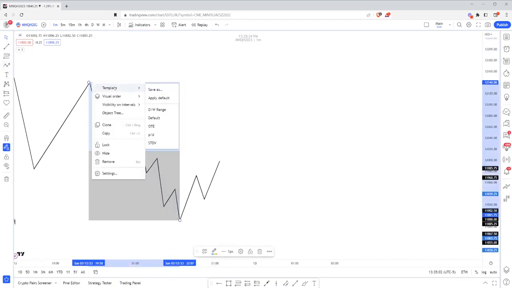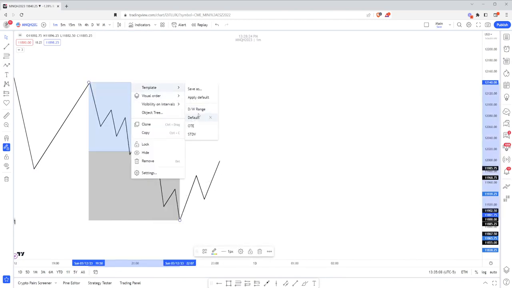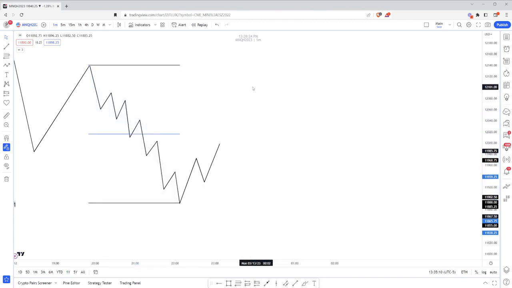Then just get rid of this one. This one sucks. So that's our range. Then if I'm retracing, because overall the expectation is we're going to go down here, that's where you're going to end up.